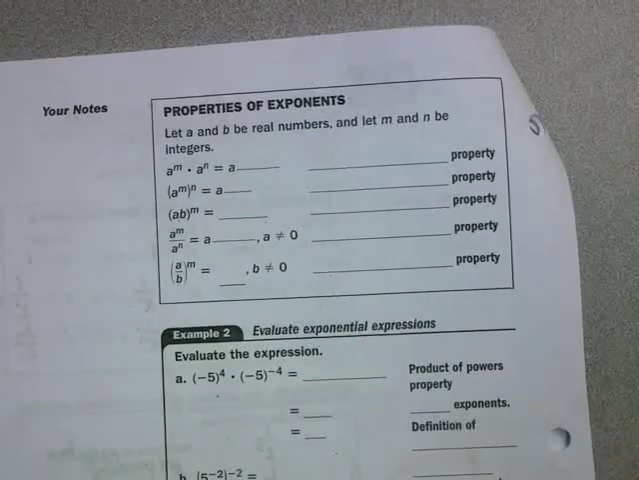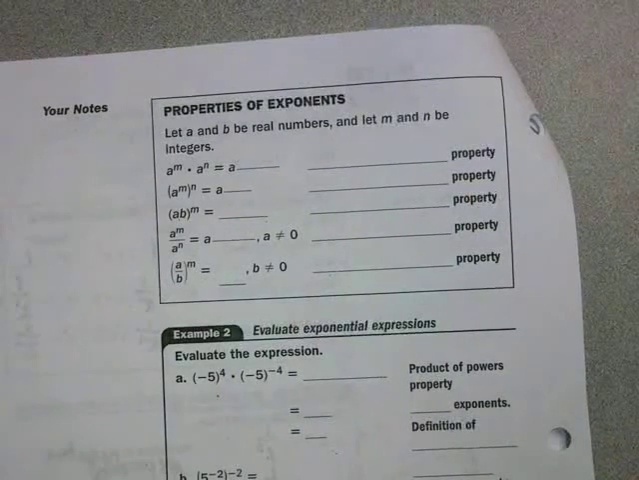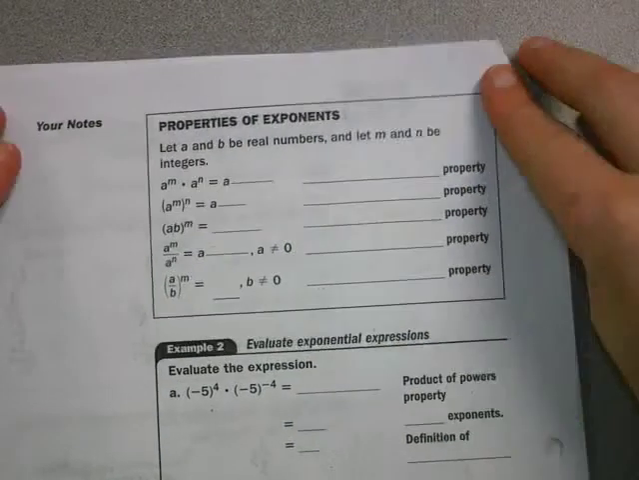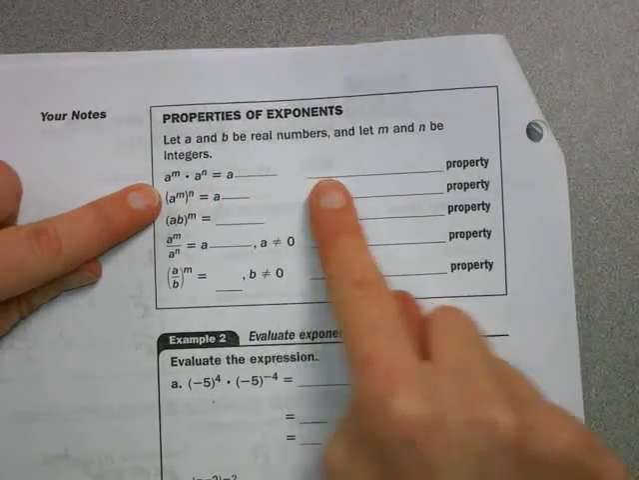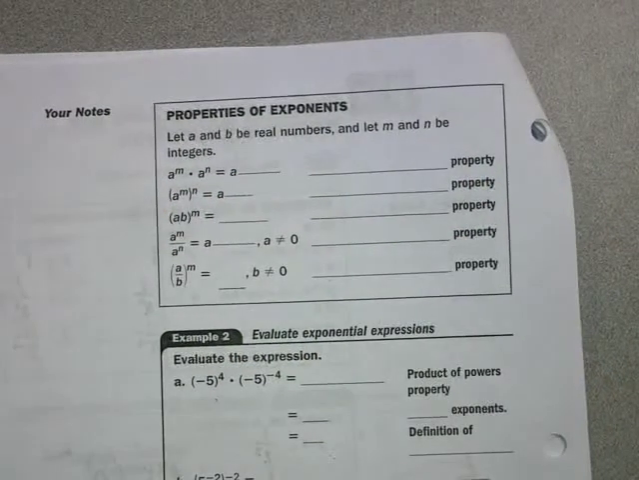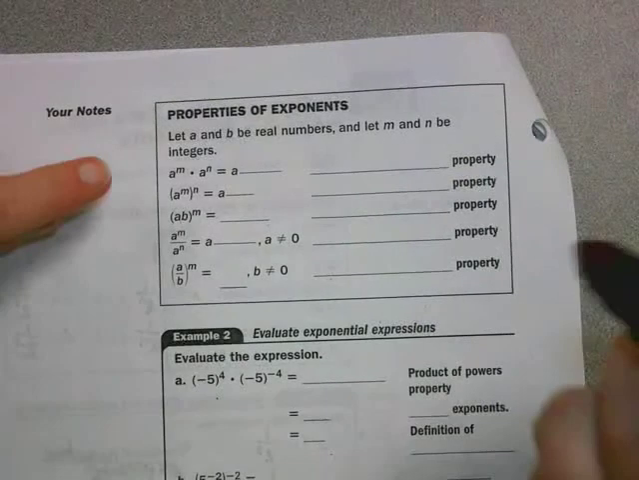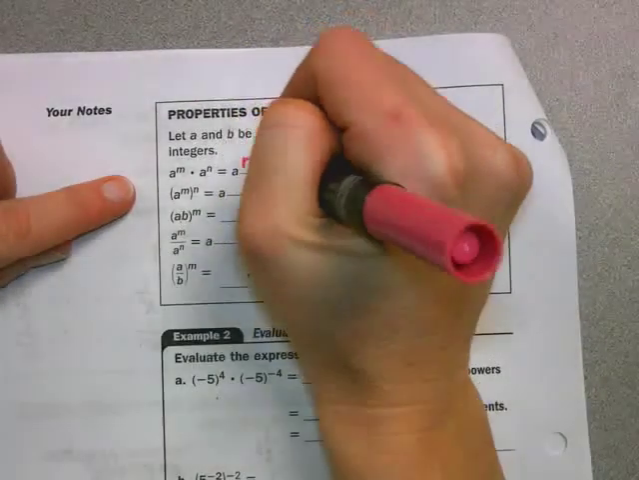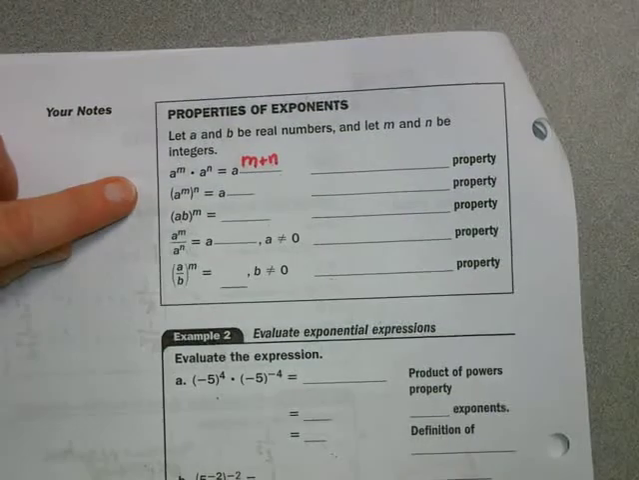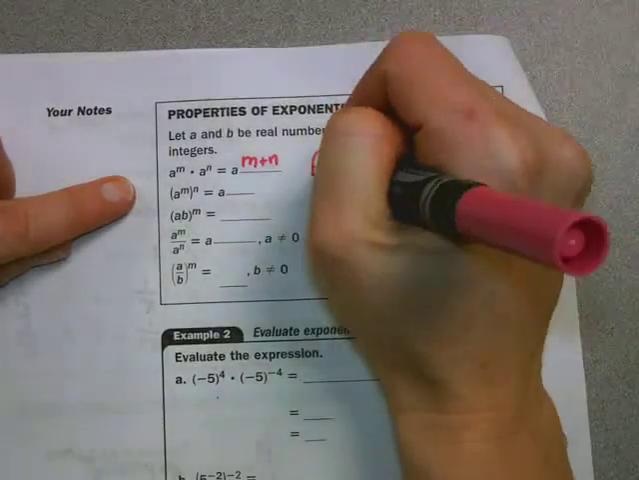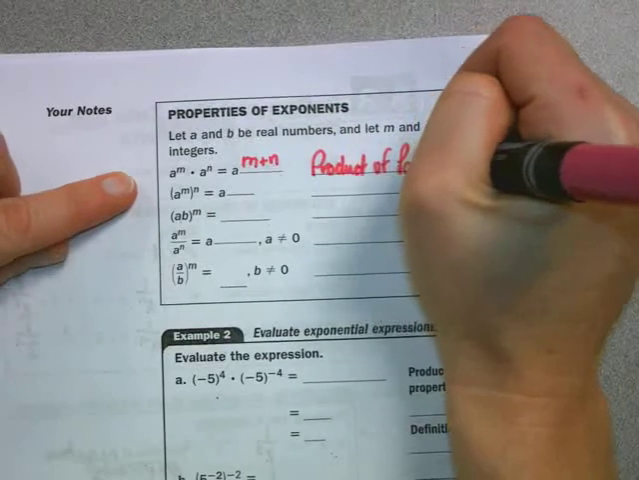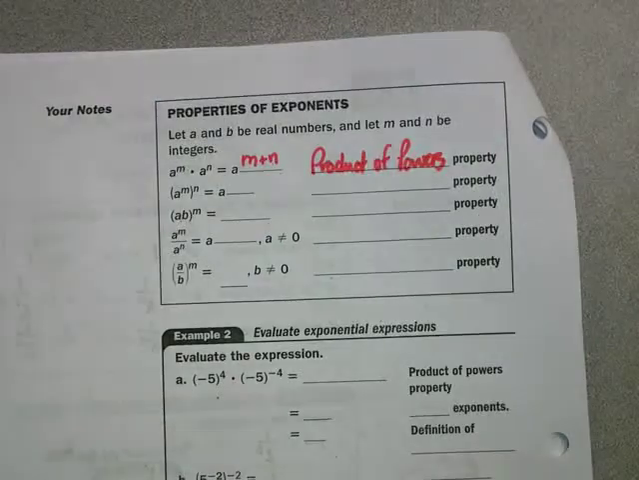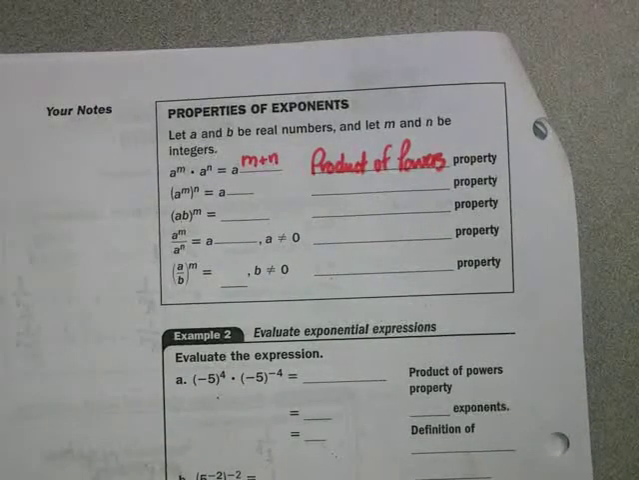Okay, so what I want you to do right now is pause the video and fill in as many of these as you can from memory. So what you're doing is you're writing the rule of basically what would happen here and then naming the property. So I'll do the first one. A to the m times a to the n, they have the same base, so we add the exponents. And that is the product of powers property. Product of powers.